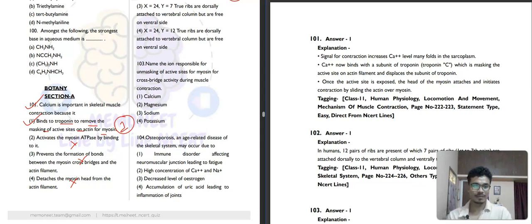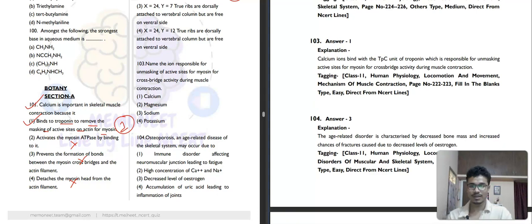103. Name the ion responsible for unmasking the active sites for myosin and cross bridge during muscle contraction. I think you have read this. Only calcium. First option will be our correct answer. Calcium plus trivalent cation.